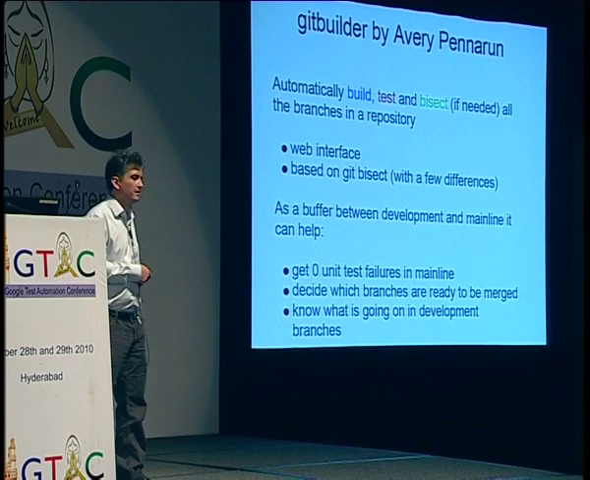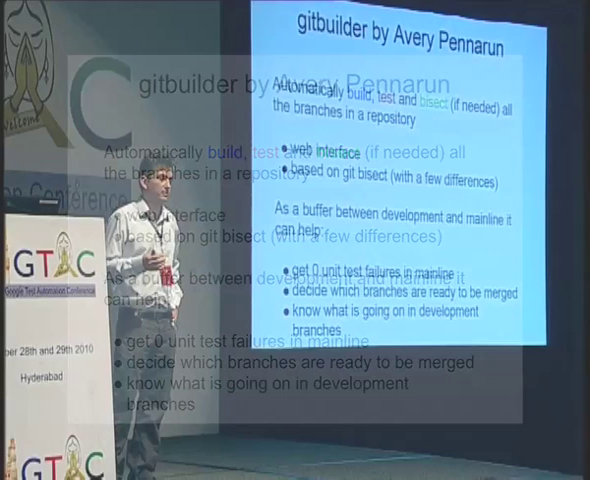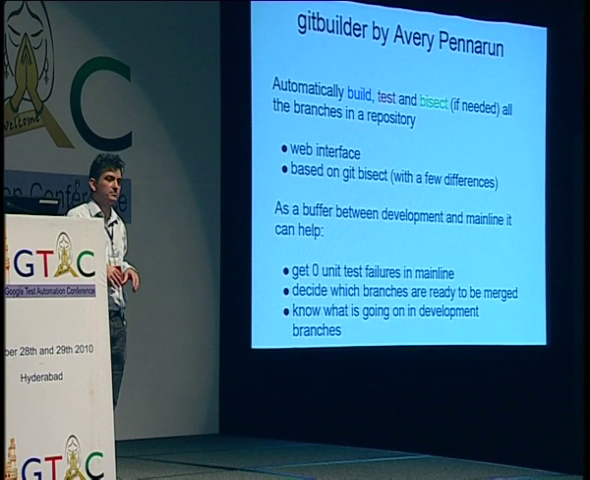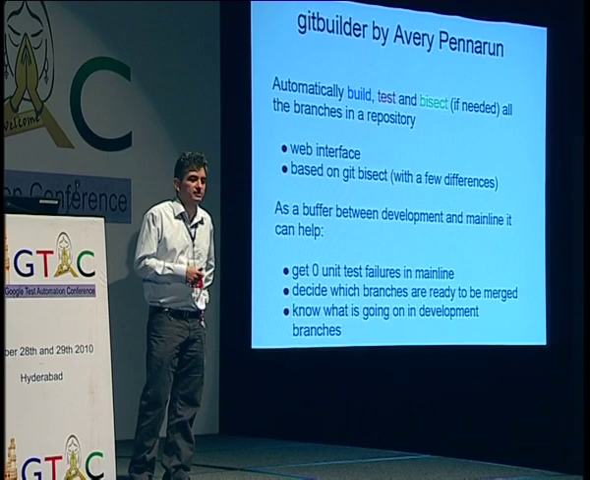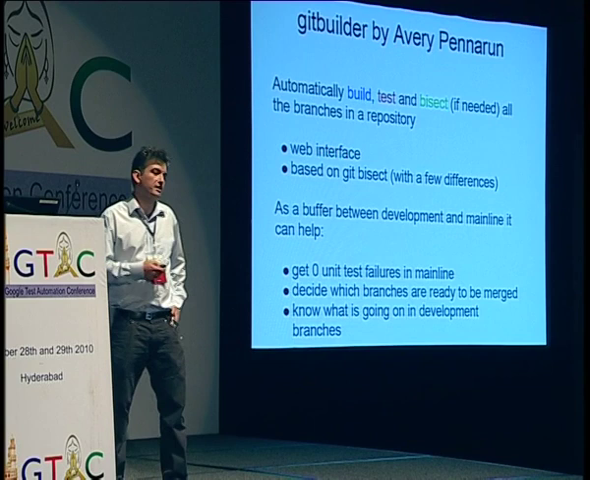And there is a Git builder tool that automatically builds, tests, and bisects all the branches you send it, all the branches that developers create on their own machine. They can send it to a buffer repository using Git builder, and it will be automatically bisected if there are problems. And this buffer can be used by integration people to decide if they want to integrate branches that have been created.